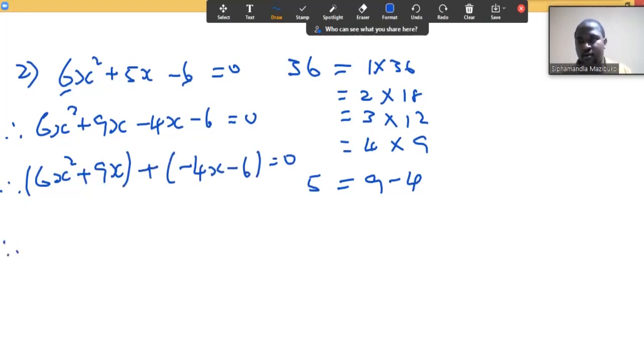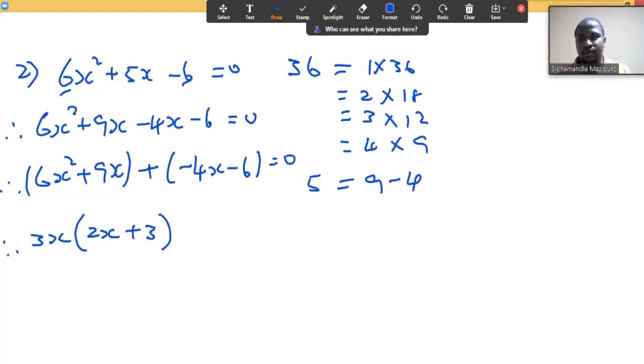Therefore, a common factor here will be 3x. We'll have 3x into 2x plus 3.